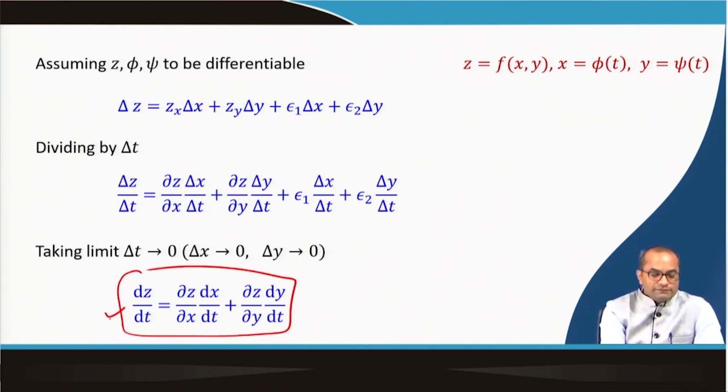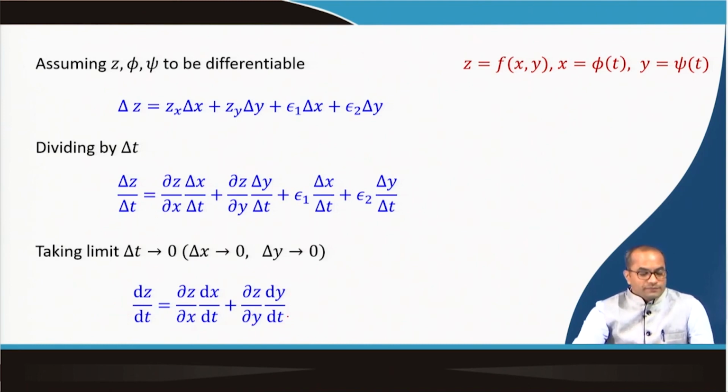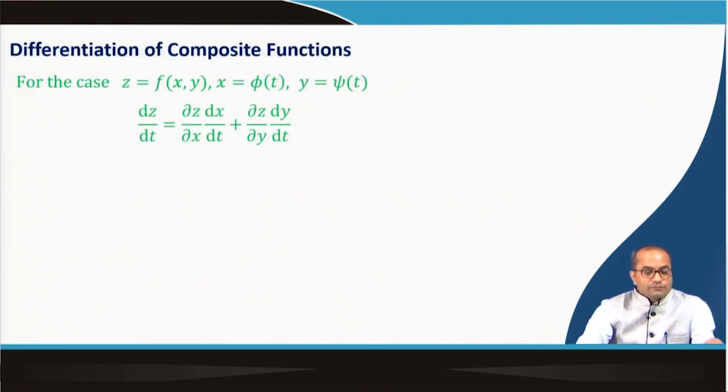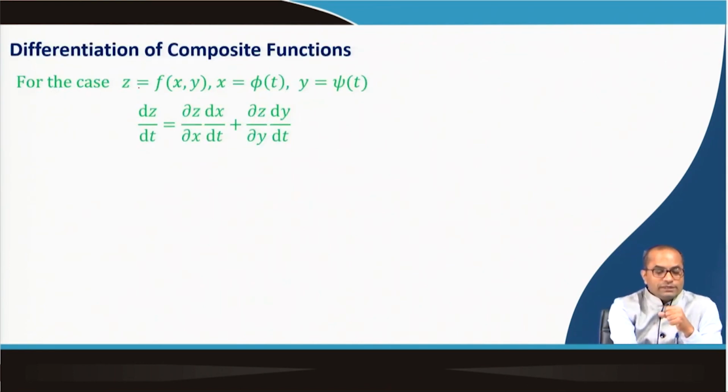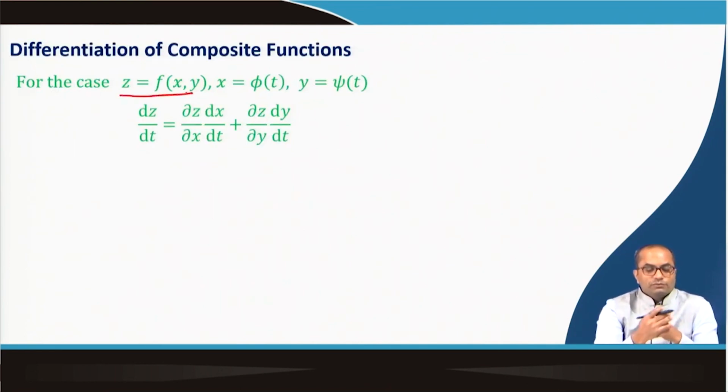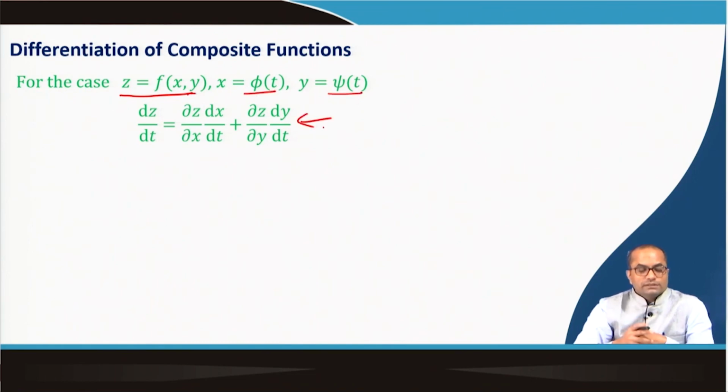So, to get the derivative dz over dt, we have the partial derivative del z over del x times the ordinary derivative of x with respect to t, plus del z over del y and dy over dt. So, this is the formula which we want to derive. We have already seen this when z is a composite function of t. So, z is a function of x, y, x is a function of t, y is a function of t, then this is the result to get dz over dt.